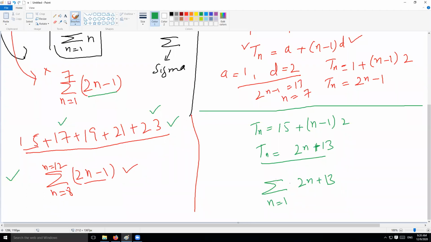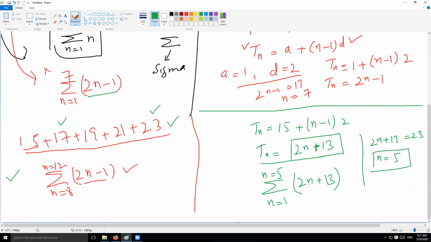And then the sum should end where? It should end at n equal to something. But how to find that something? The way to find it is to equate your general term with the last term. So you have 2n plus 13 equal to 23, and then try to find n. So n is going to be 23 minus 13 divided by 2, so it's going to be 5. So this sum starts from 1 and goes up to 5.